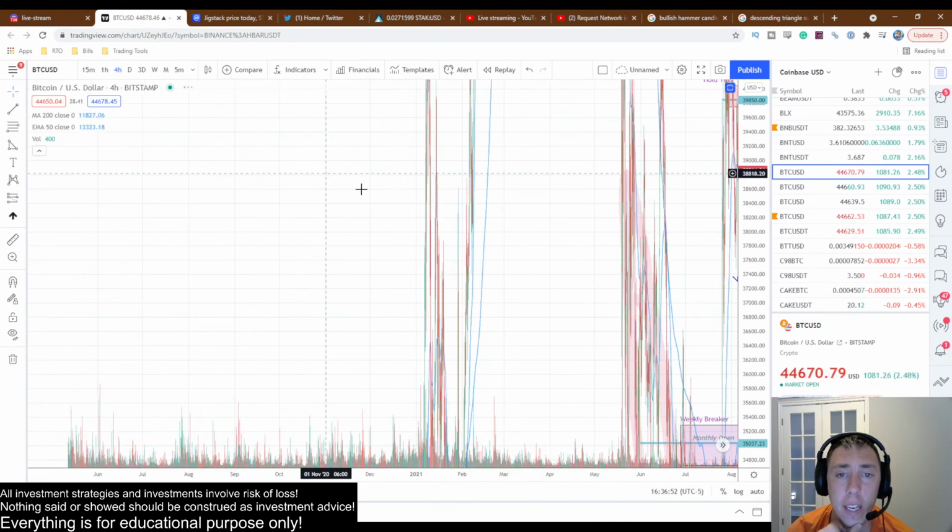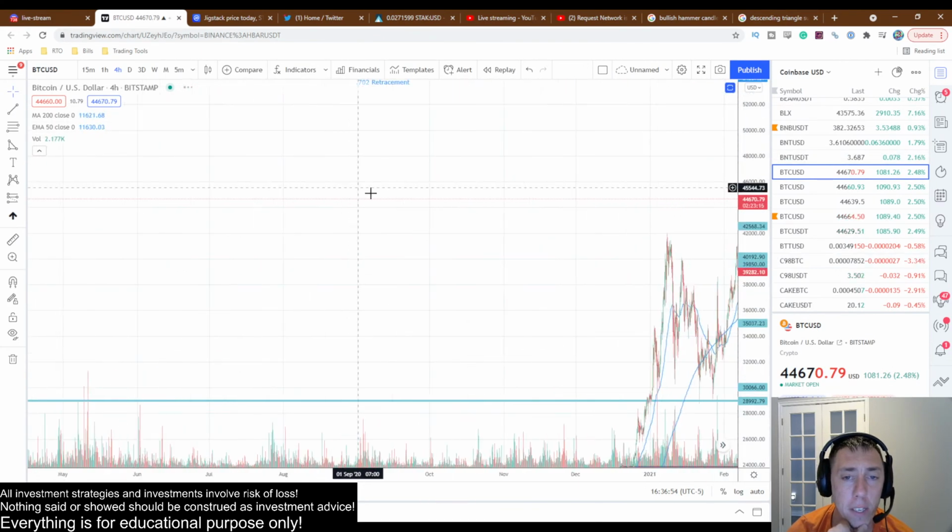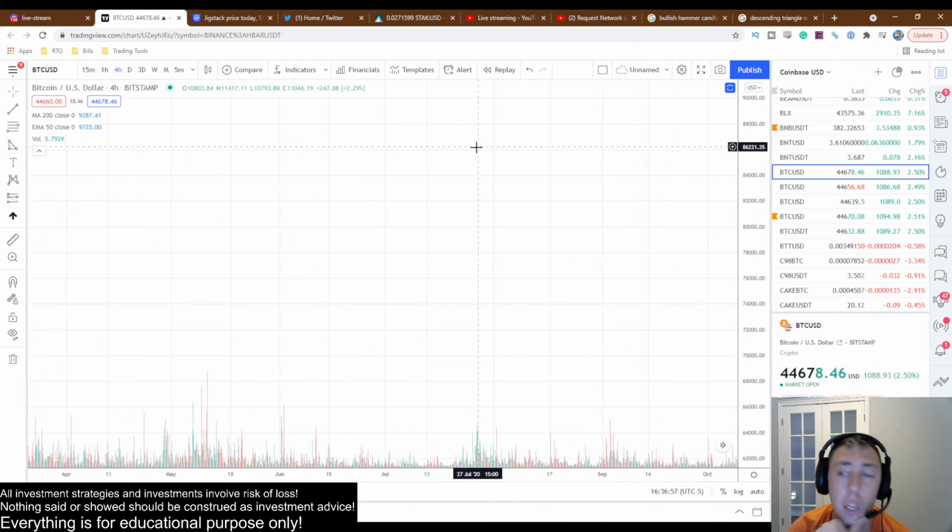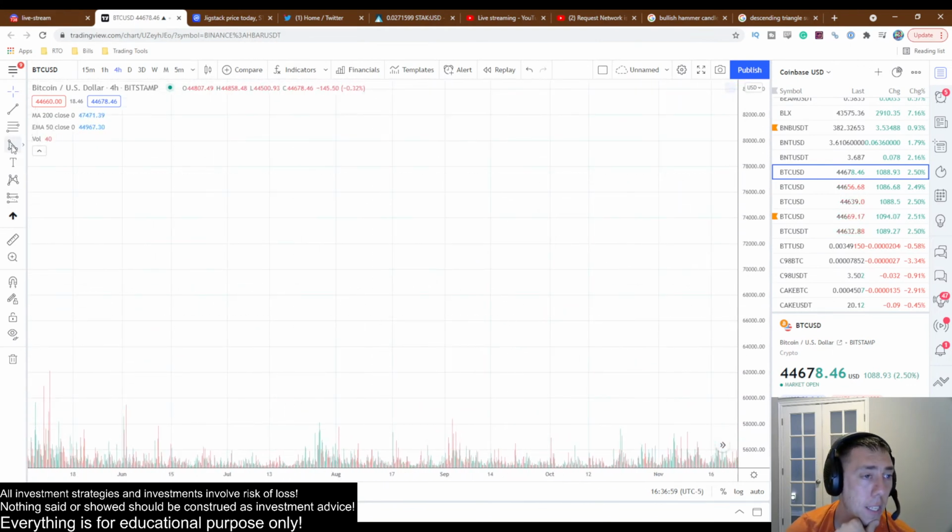So now you have an ascending triangle, which usually busts to the upside. You have a descending triangle that always busts to the downside, or usually does. So the other one is called a symmetrical triangle.